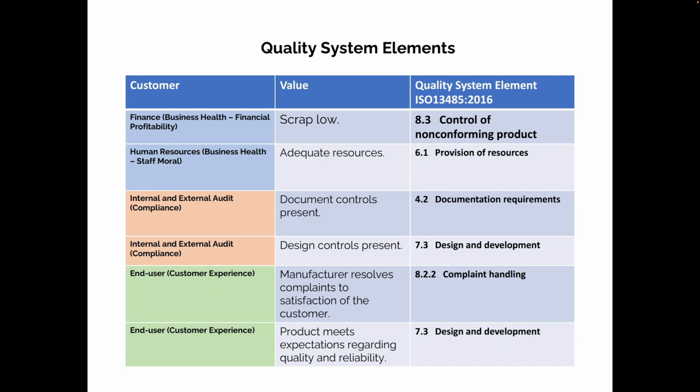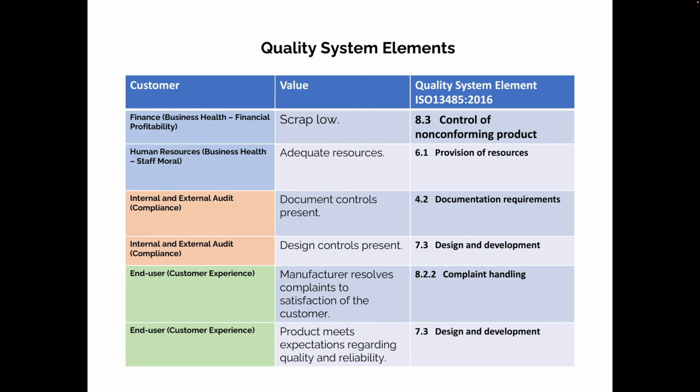So obviously, from a financial perspective, the financial guys want the scrap to be low. We want waste to be low. We want our production costs to be low. And the section of the QMS that it's related to is control of non-conforming product, because non-conforming product is potentially defective product that gets scrapped. So there is a direct link between the customer expectation of low scrap and a very specific part of the QMS that you can start to measure.